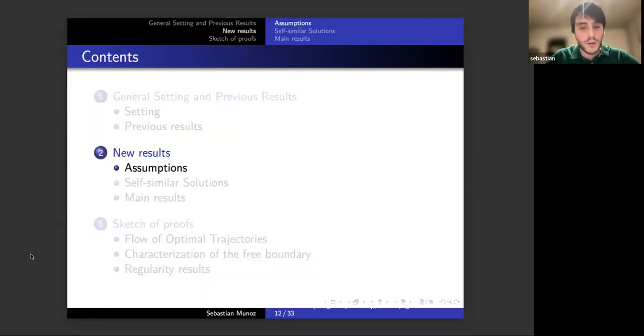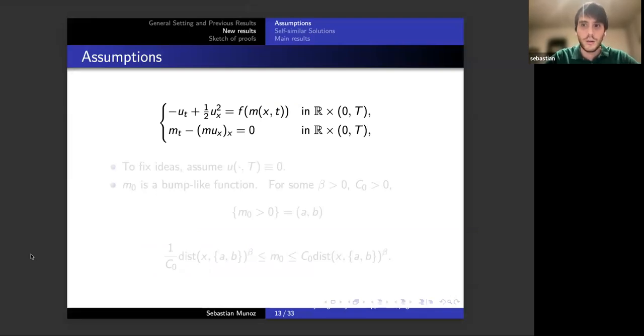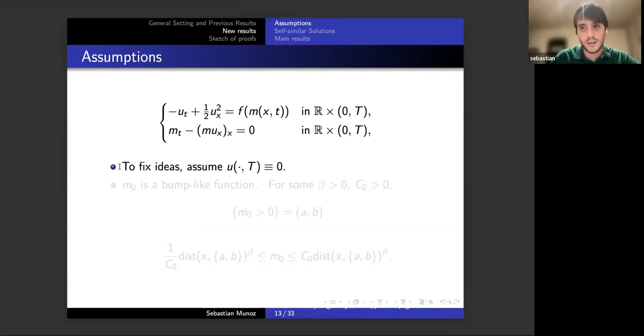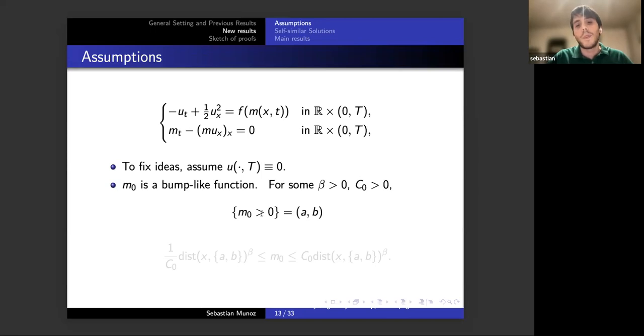Now I move on to the new results. So far, the only thing that we've been able to solve is in one dimension. So the setting is going to be this one dimensional setting. I'm rewriting here the system in 1D, and now it's set in the whole space, so in R times (0,T). To fix ideas, we assume that the terminal condition is zero, but this is not needed. We can make more general assumptions. About M0, the initial density, we assume that it is a bump-like function. It has a bump-like shape, and that means the support of M0 is exactly an interval. So M0 is strictly positive on an interval, and we have a power-like decay of M0 near the boundary. M0 decays like a certain power as x approaches the endpoints of the support. And this beta is just some number. It can in principle be any beta.